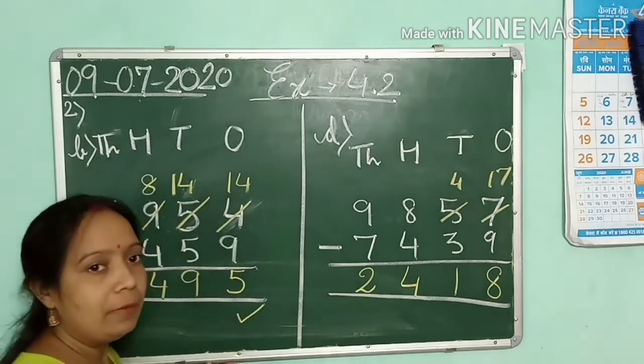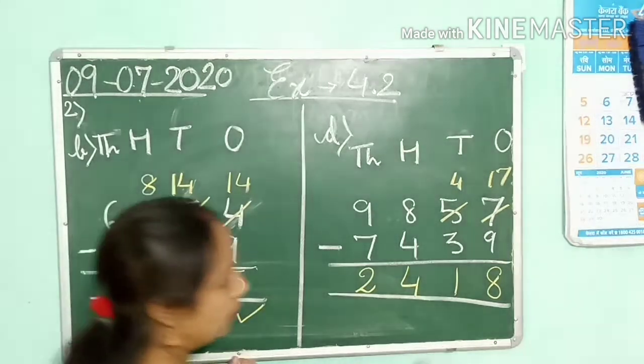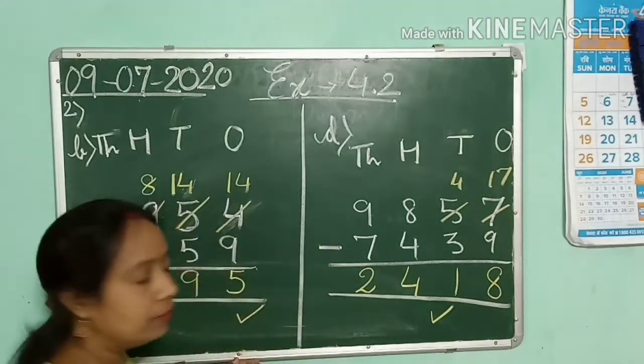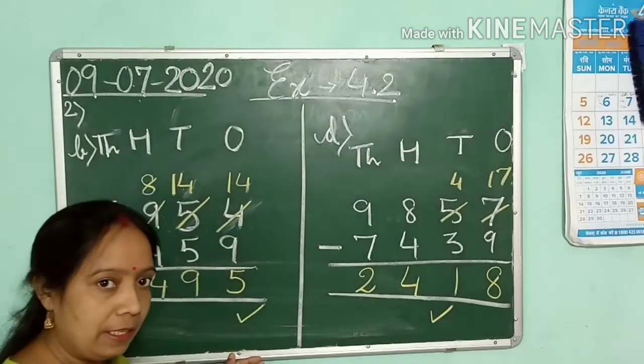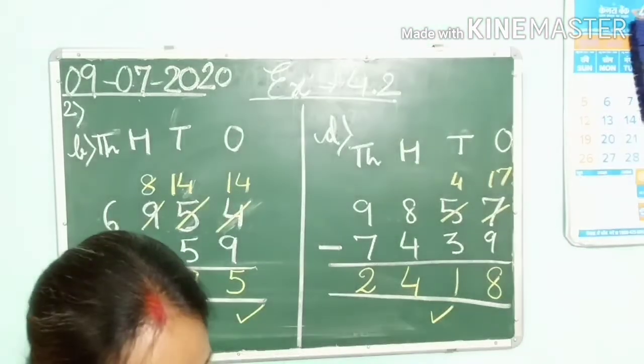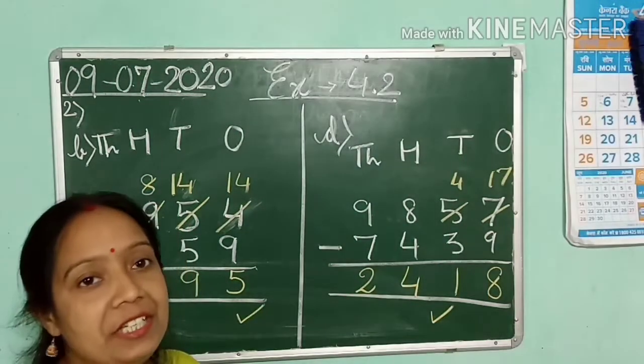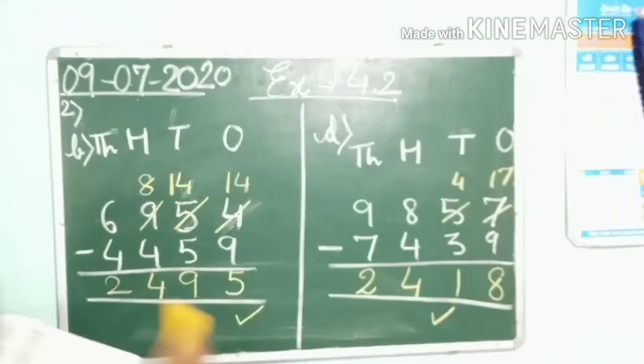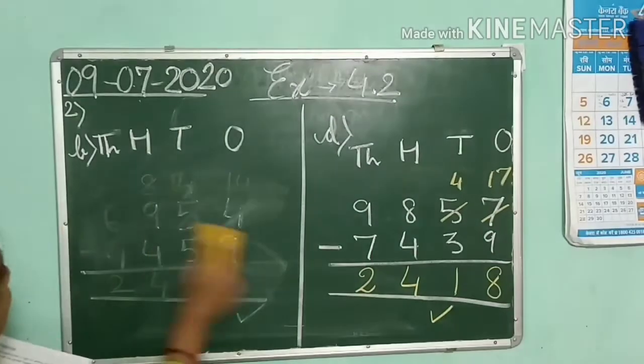Again, you check your sum. If you have done it correctly, you put here a small tick. Otherwise, do the needful correction. Clear? Now, children, our next questions are question number G and H. So, we will do question number G and H.